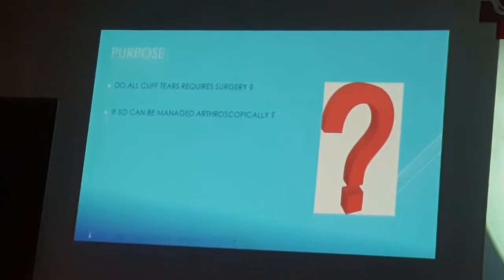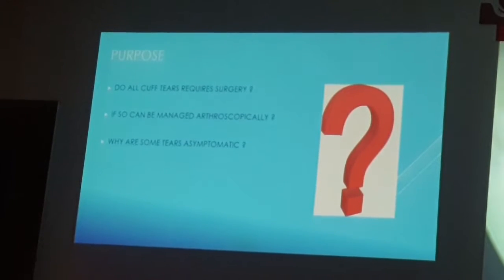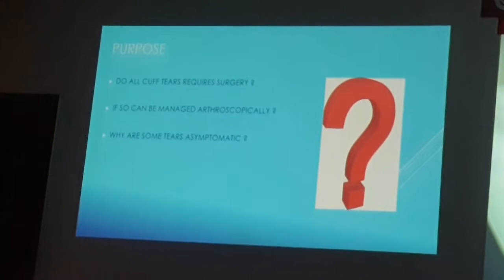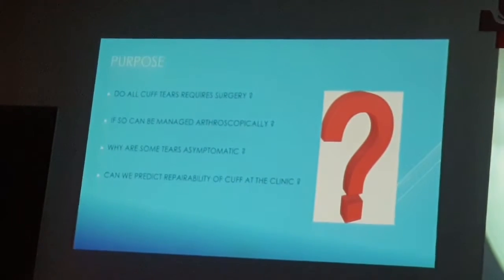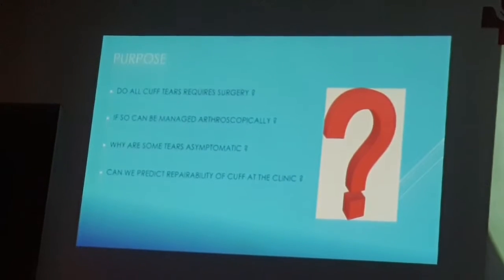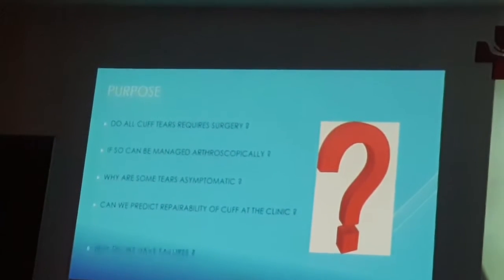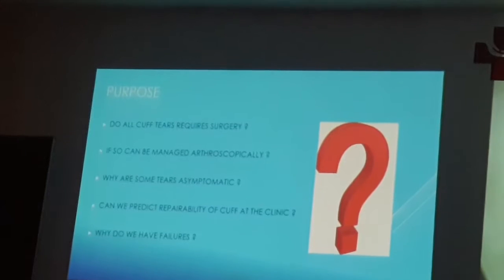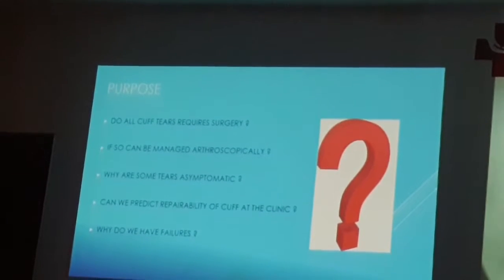So what's my purpose? Do all cuff tears require surgery? If a patient has a cuff tear, can all the patients be managed arthroscopically? Why do we have a lot of cuff tear patients who are still asymptomatic? Can we predict repairability? So if you see a patient with all the factors, can you predict whether this cuff is repairable or not repairable? And why do we still have failures? Instead of doing so many things, why do we still have about 25 to 30% failure rates in rotator cuff surgeries?